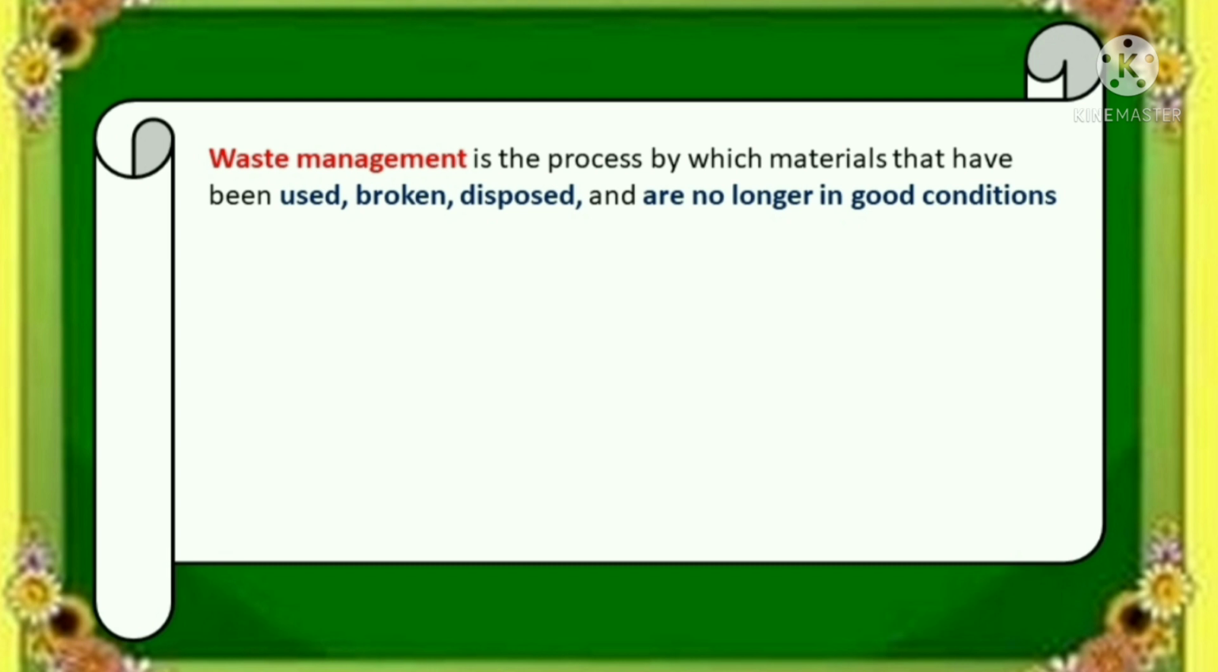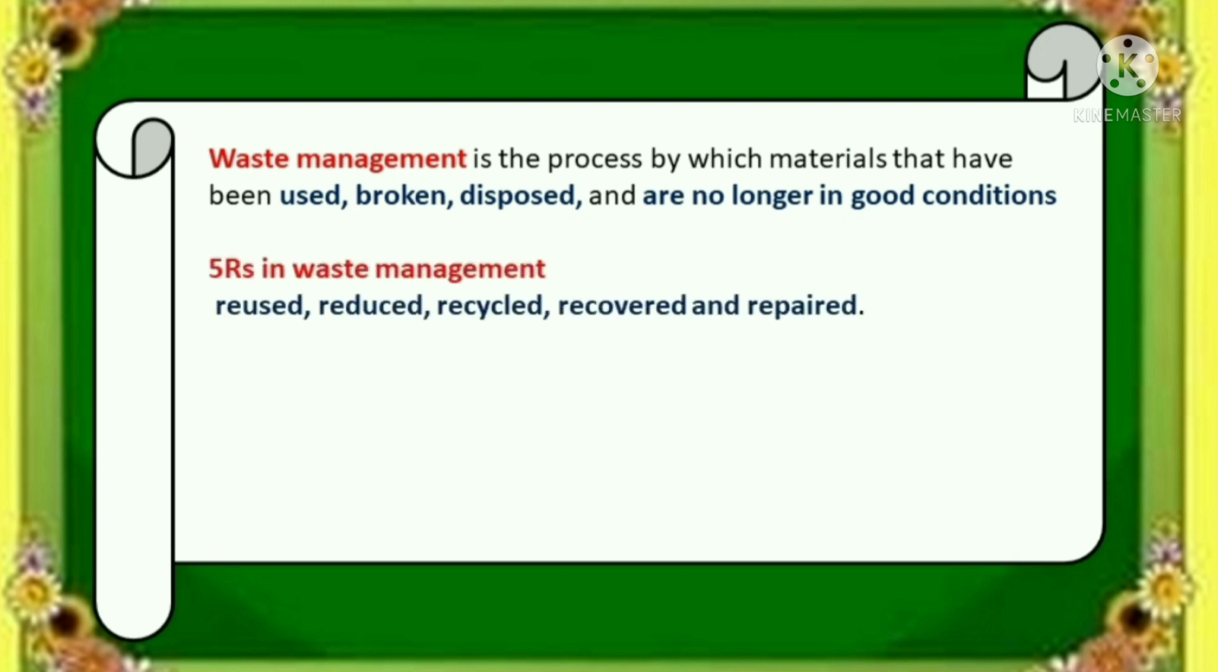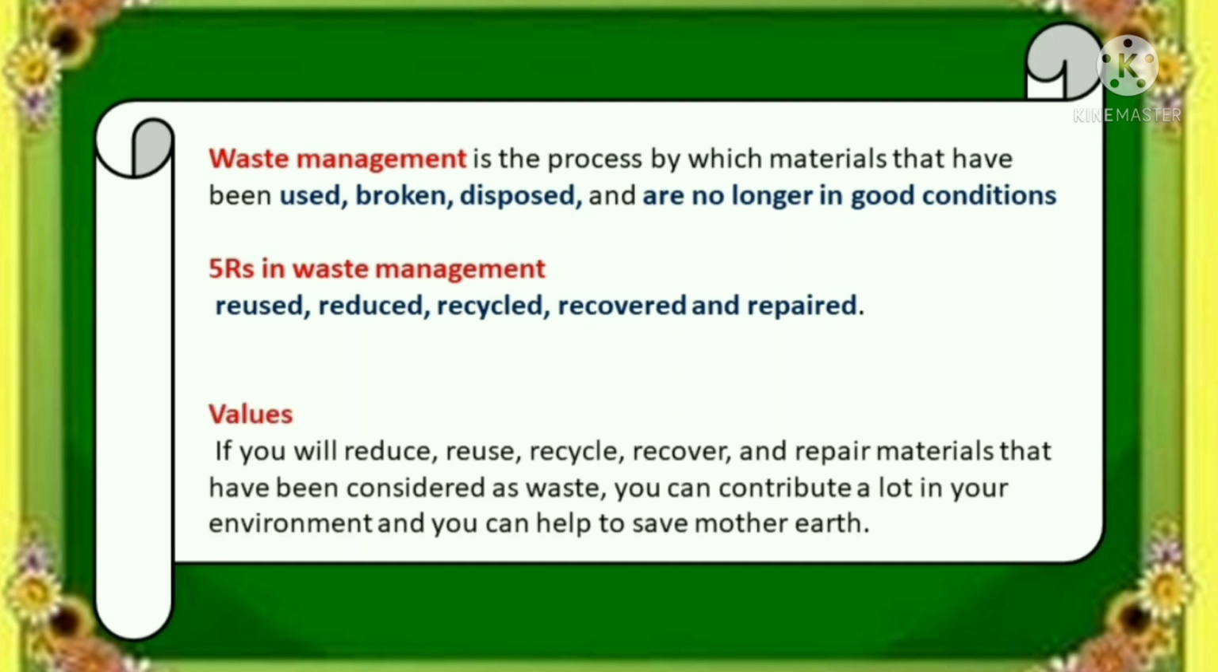Again, waste management is the process by which materials that have been used, broken, disposed, and no longer in good condition are handled. The 5 R's in waste management are reuse, reduce, recycle, recover, and repair. The value of this lesson is, if you reduce, reuse, recycle, recover, and repair materials that have been considered as waste, you can contribute a lot to your environment and you can help to save Mother Earth.